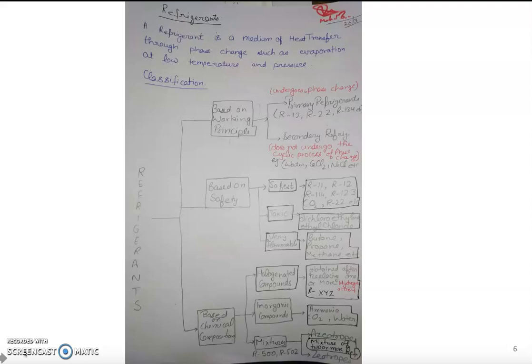So we have seen, what is a refrigerant? Refrigerant is a medium of heat transfer through the phase change such as evaporation at low temperature and pressure. We have seen that in vapor compression and vapor absorption systems, in the evaporator the refrigerant changes its phase, whereas in the condenser it changes its phase from superheated vapor to the saturated liquid.